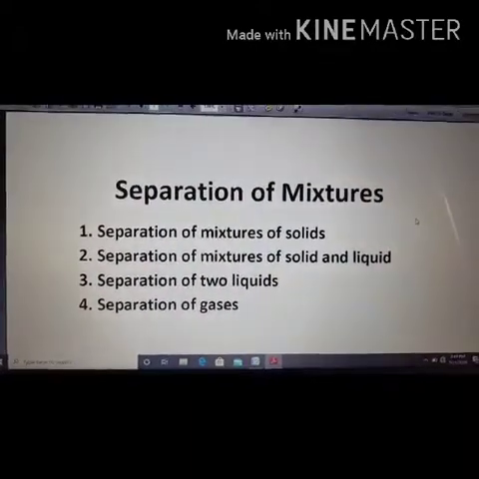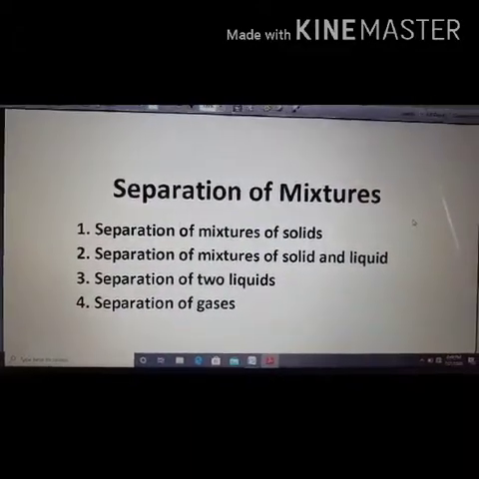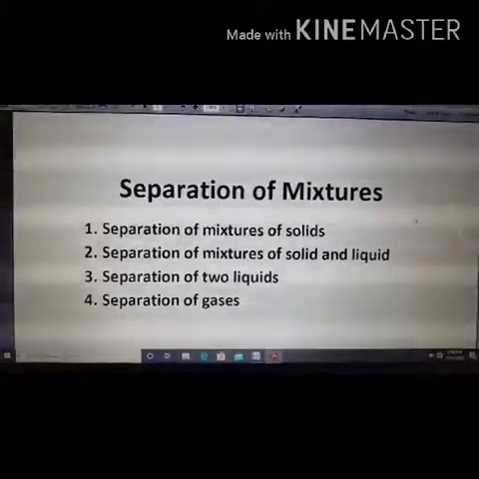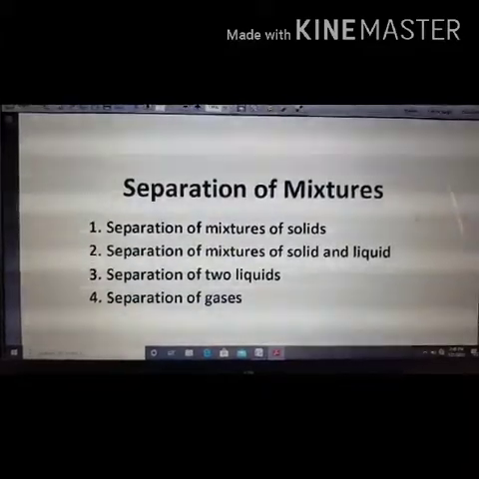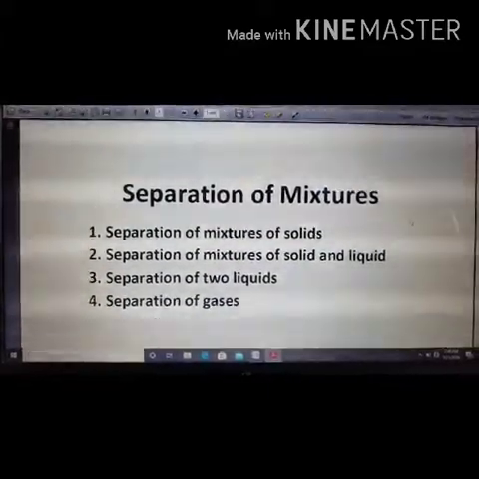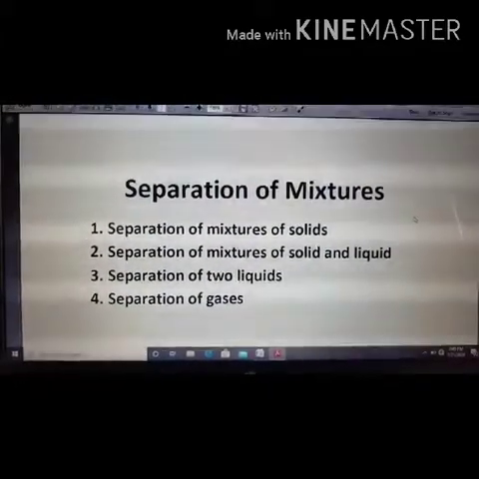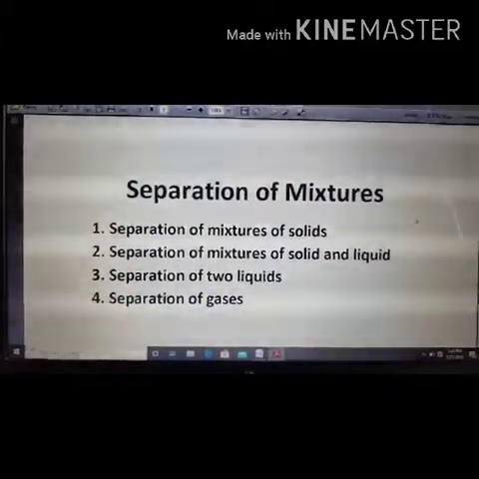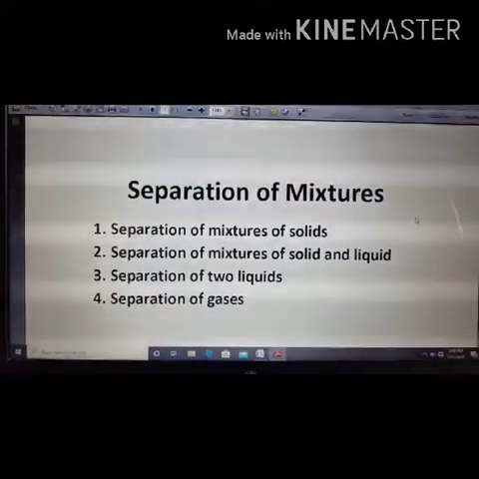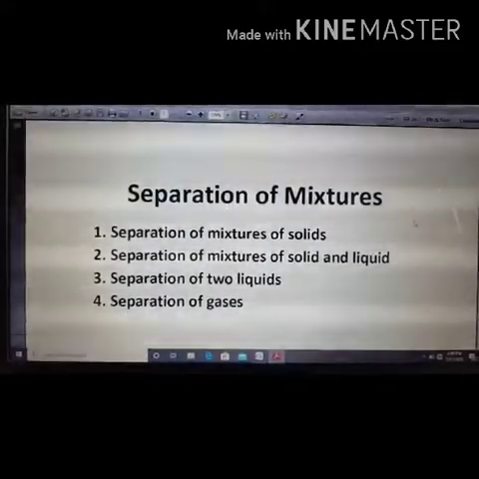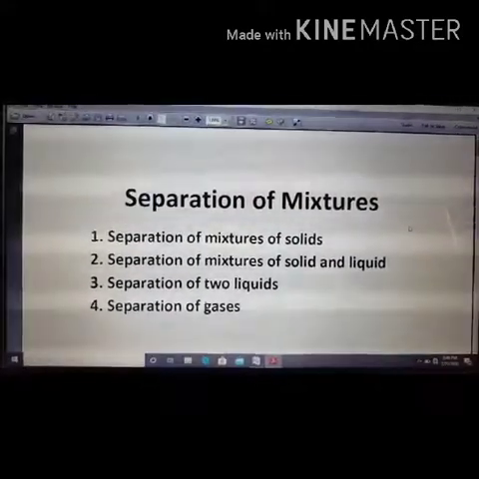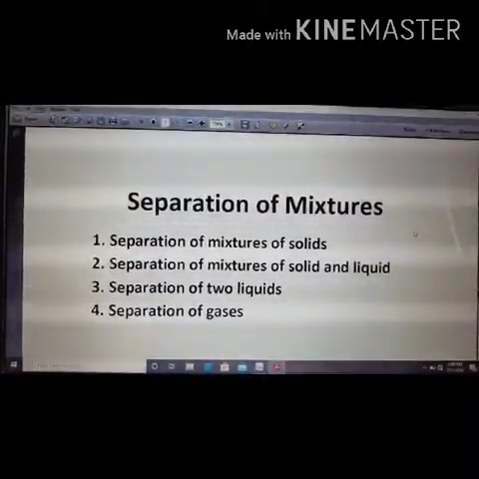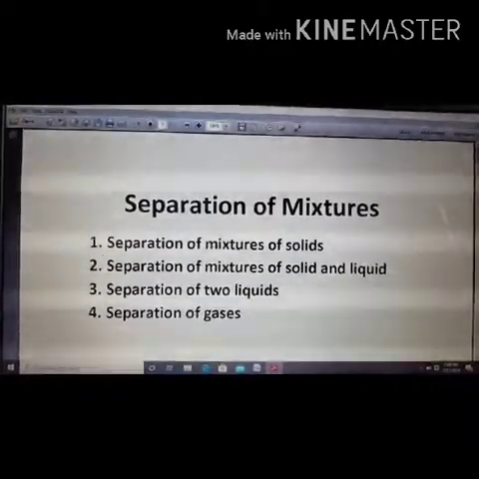Hello students, today in this video we will be discussing the separation of mixtures. For simplification, since there is a wide variety of mixtures, you have to know the separation techniques. If we can classify the mixtures into 4 different categories, then it would be easy for us to separate those mixtures.